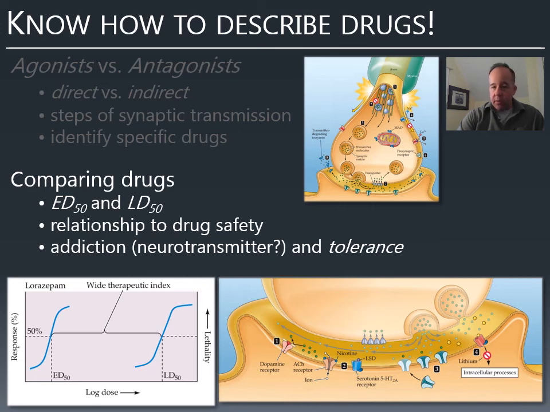neurotransmitters that are involved. The process of tolerance. Know what tolerance is. Know how it relates to changes in the brain, know what it means for behavior. So you have to take more of the drug in order to get the same effect because of tolerance. So understand how that process works.